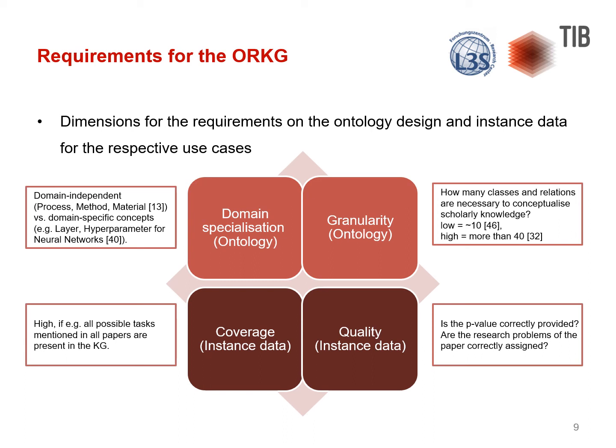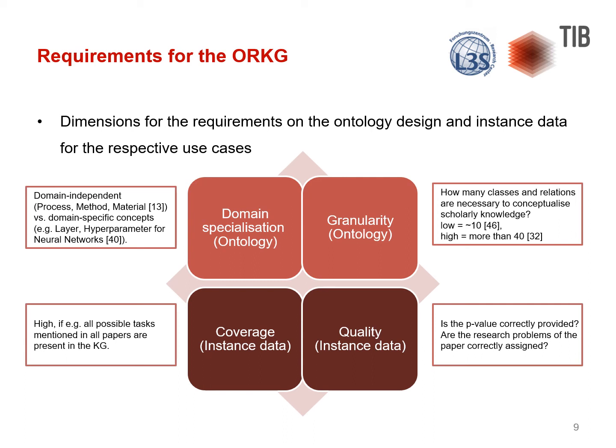along the following dimensions. The first dimension is domain specialization of the ontology. Ontologies can be generic and consist of few domain-independent terms like process, method, or material, or be very domain-specific and describing, for instance, neural networks. The second dimension is granularity of the ontology. Ontologies can be very fine-grained, consisting of a lot of classes, attributes, and relations, or be very simple.